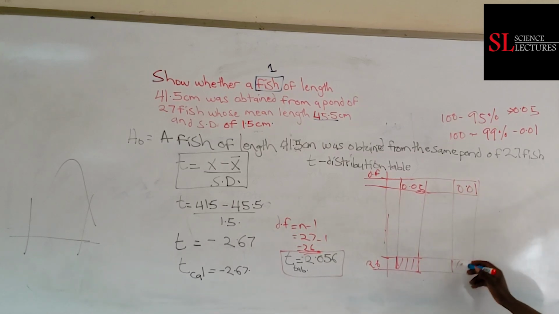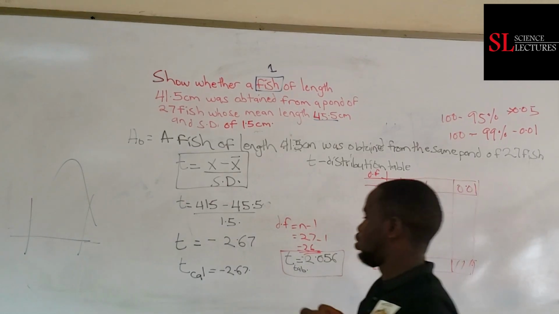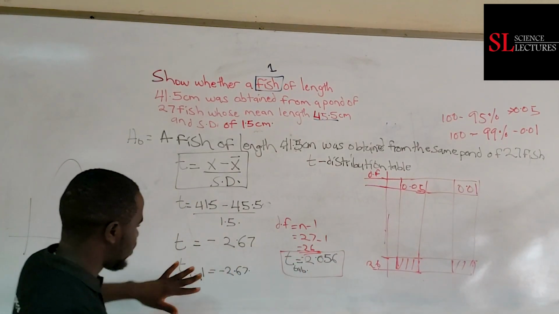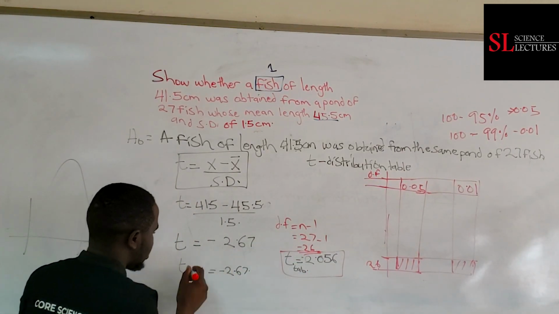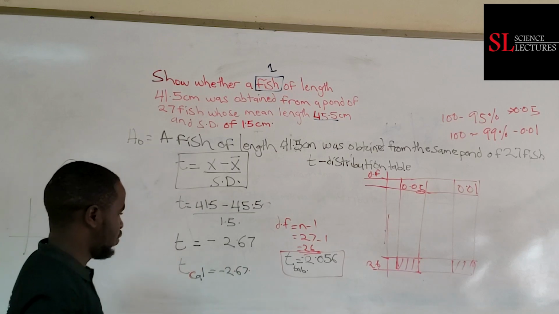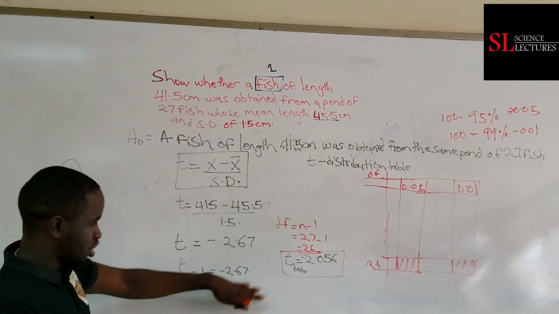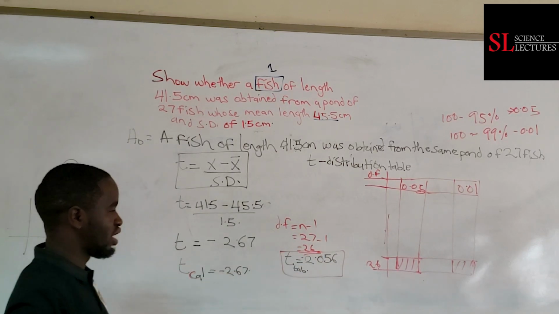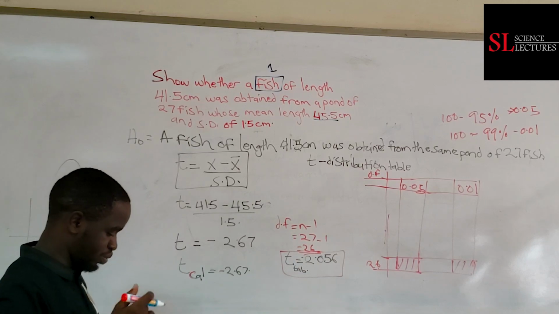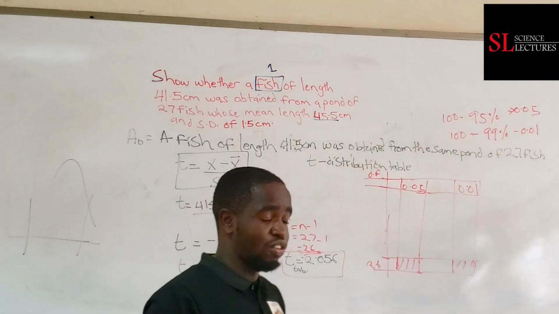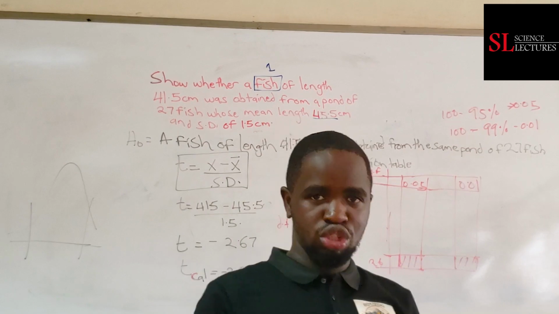Still, they will obtain a different value, and that can also be considered. So, what happens when you have the calculated value and the tabulated value? You can see that our calculated value is greater than our tabulated value. One other thing that I forgot to tell you was the decision rule.